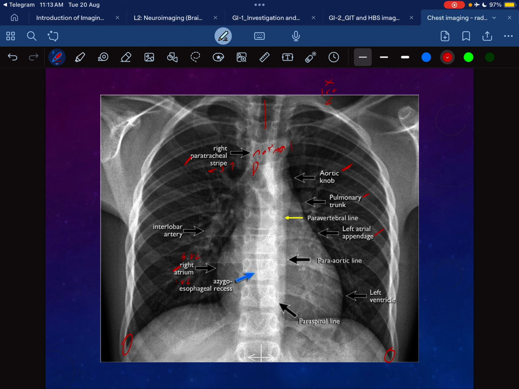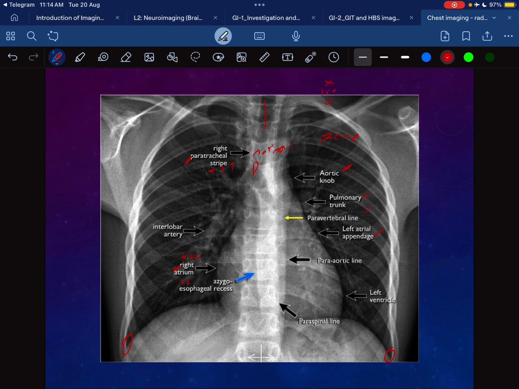Once we complete the mediastinum, we move to the lung. The lung divides into 3 zones: upper zone, middle zone, lower zone. It's called zone on chest X-ray, not lobe, zone. Okay? Because you have a middle zone on both sides. You have an upper zone on both sides.